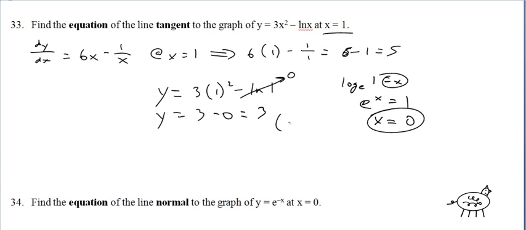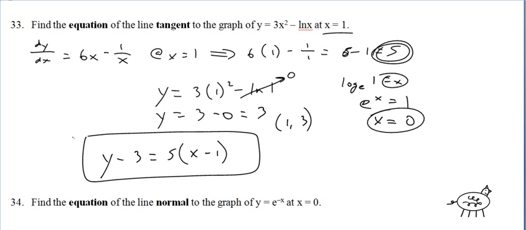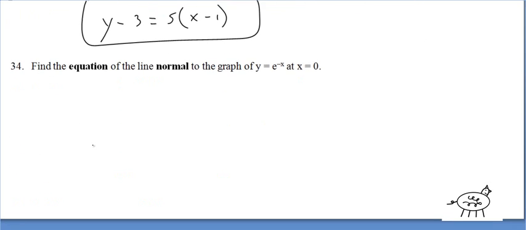So my coordinate is 1, 3, and your equation then is y minus 3 equals the slope, which we said is 5, times x minus 1. Okay, that is your equation. Very nice. Okay, last one.